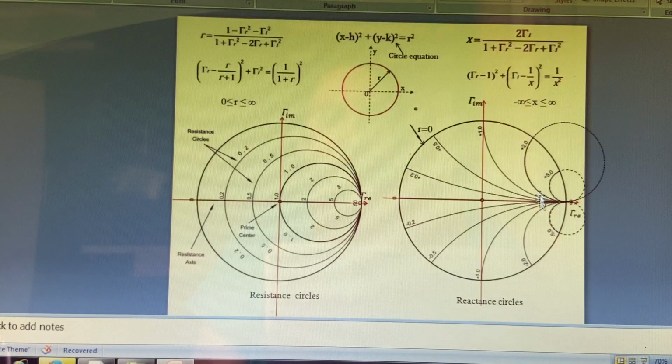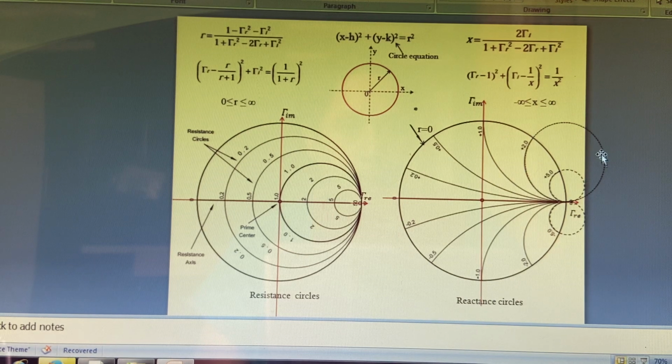Similarly, there are reactance circles. We can rearrange this equation and it will form a circle equation. So here the reflection coefficient and reactance are related by a circle. Reactance varies from minus infinity to plus infinity, and for every value of reactance there is a circle on the reflection coefficient plane. For a particular value of x, if you vary Γr and Γi, that traces a circle like this.